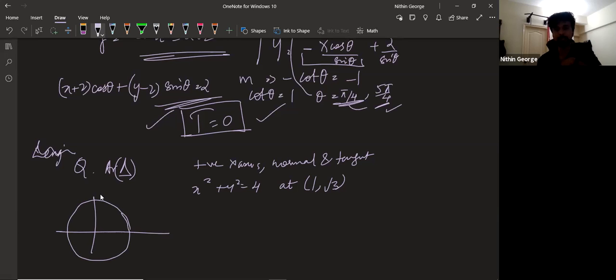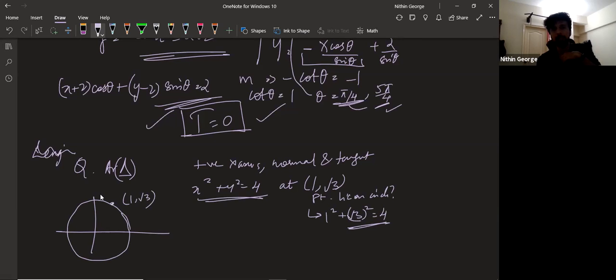So first thing we check is, does this point lie on the circle? So what do we do here? 1 square plus root 3 square is equal to 4 is what we verify. We put the point into the equation of circle. We see that it lies on the circle. So 1 comma root 3 is here somewhere on the circle. Okay, so they've drawn a tangent. This tangent is not even touching the circle, but you get the idea. And you draw the normal. And you have to find this area.